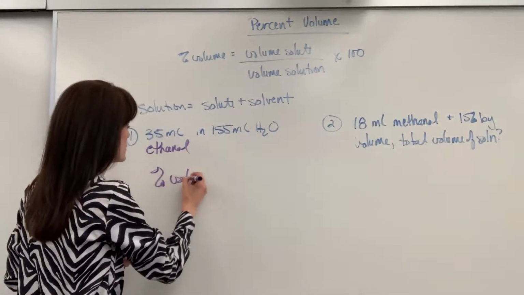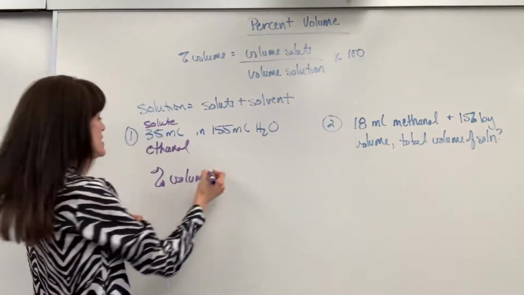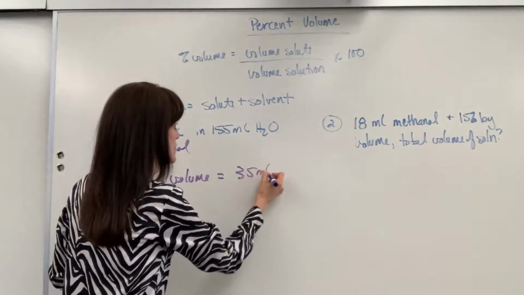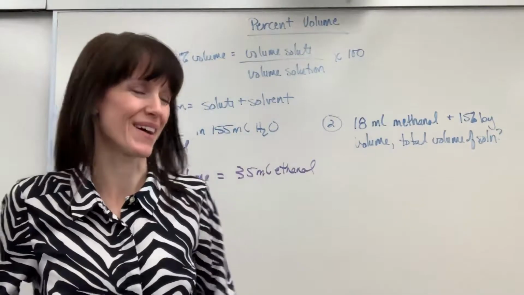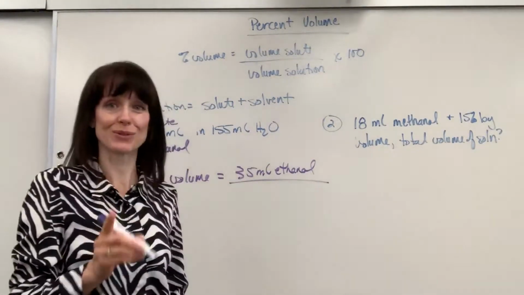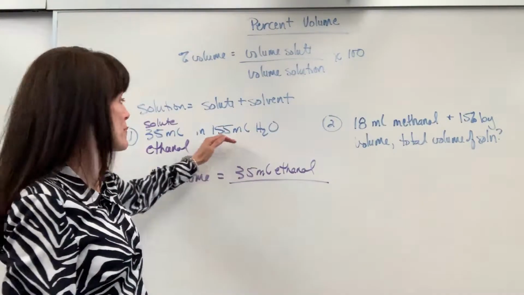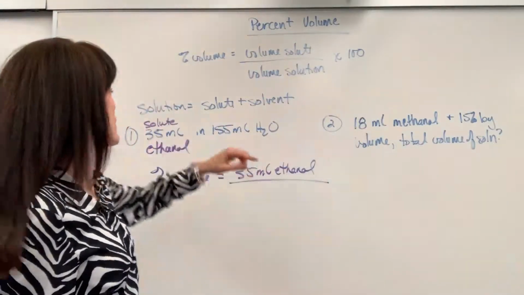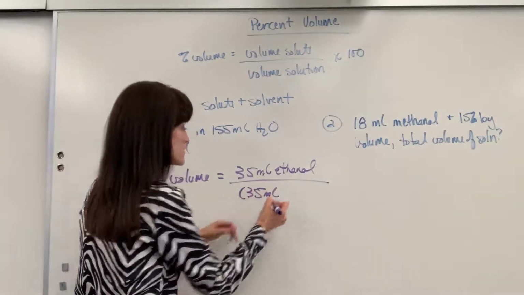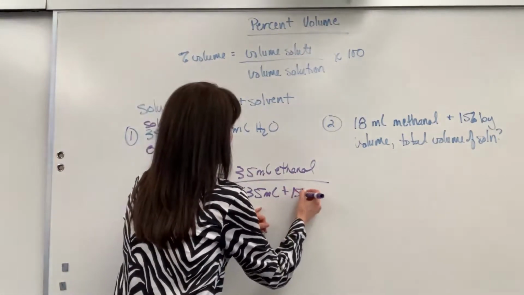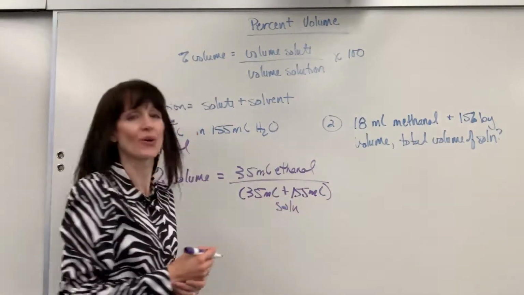The percent volume is going to be the solute right there, so it will be 35 mils of the ethanol. Now write down ethanol just to be really explicit so you see that solute, divided by total solution. Now be careful, this is where students will make a mistake. They'll divide by 155. But remember, that's the mils of the solvent. We have to add the solute plus the solvent. So this would be 35 mils, there's the solute, plus the 155 mils, that's the solvent. And that right there is the total solution.